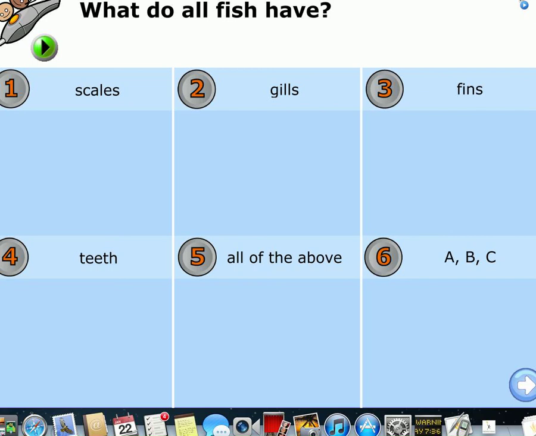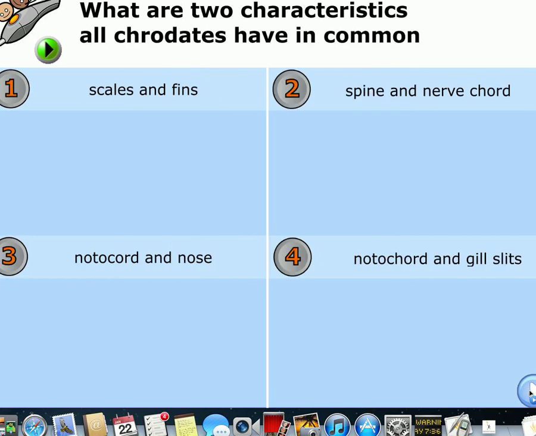So what do all fishes have in common? This is your listening check. Do all fishes have scales, gills, fins, teeth, or all of the above, or A, B, and C? That's listening check number 1. Listening check number 2. What are 2 characteristics all chordates have in common? Scales and fins, spine and nerve cord, notochord and nose, or notochord and gill slits?